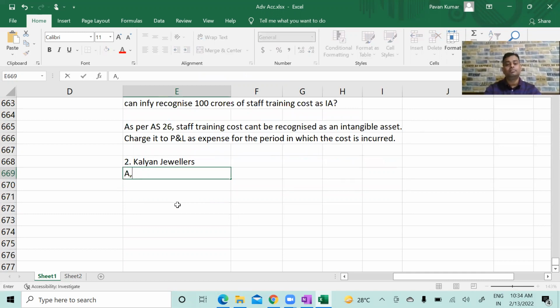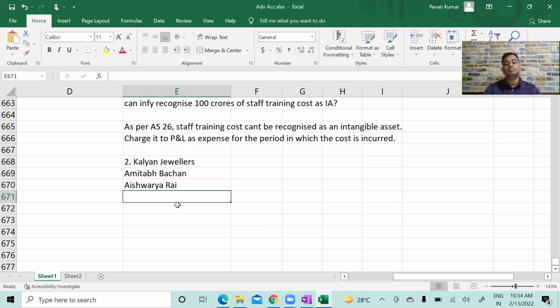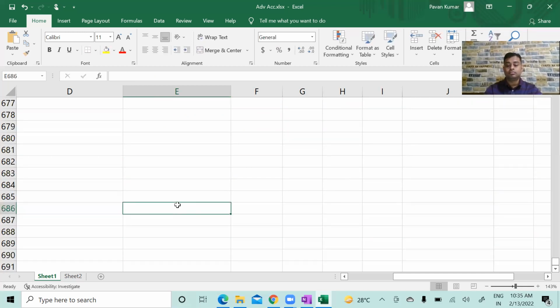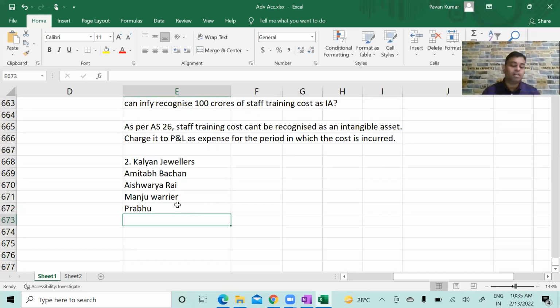Any idea? Amitabh Bachchan, then Aishwarya Rai. One more is there. Manju Warrier. Spelling correct? ER or OR? I think ER. Manju Warrier. Then in Tamil Nadu, Prabhu. Prabhu, you know? Yes. Then in Telugu, Nagarjuna.